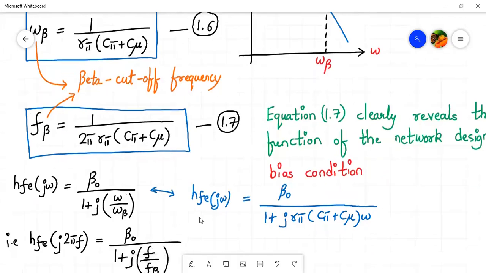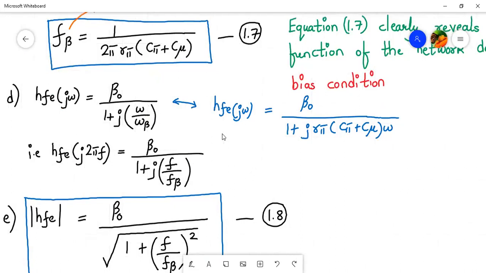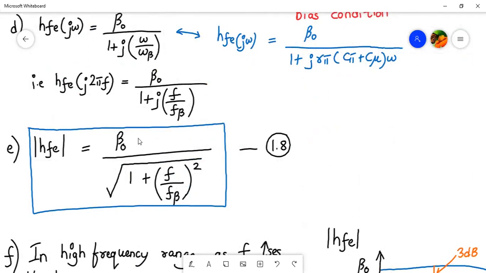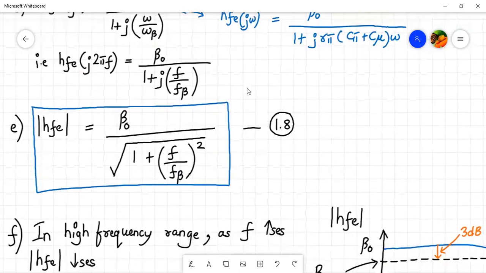Okay, now we can write in terms of frequency f. So HFE of j 2 pi f will be equal to beta naught divided by 1 plus j f upon f beta, right? And now if you want to write the magnitude of it, mod of HFE will be equal to beta naught divided by square root of 1 plus f upon f beta the whole square. Okay, so this is a complex number, right? For this complex number, we can calculate its magnitude as well as phase, because it is frequency dependent. So mod of HFE is beta naught divided by square root of 1 plus (f upon f beta) the whole square. Okay, so this is the magnitude response.